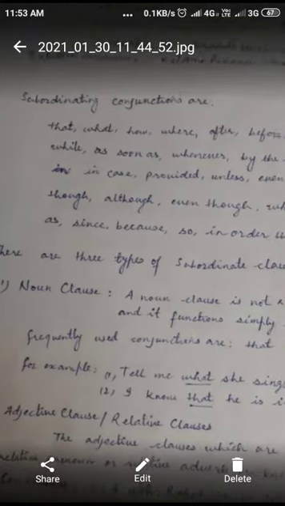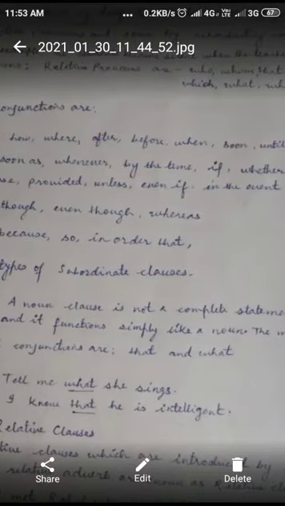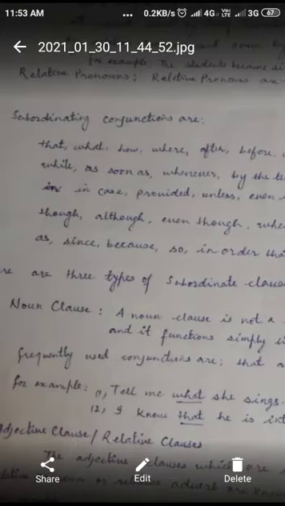There are three types of subordinate clauses. तीन तरह के सबऑर्डिनेट क्लॉज होते हैं. सबऑर्डिनेट क्लॉज को डिपेंडेंट क्लॉज भी कहते हैं. सबऑर्डिनेट क्लॉज को पहचानते कैसे हैं? These subordinate clauses are joined by relative pronouns and subordinating conjunctions. What are relative pronouns? बता दिया. What are subordinating conjunctions? We discussed.